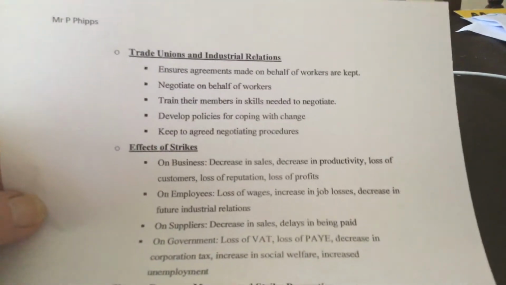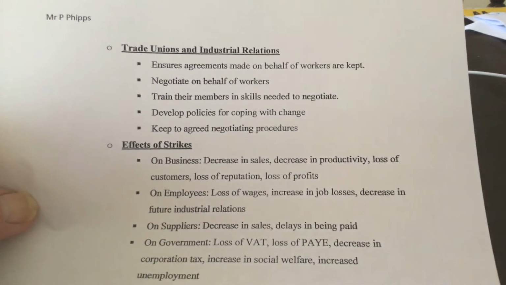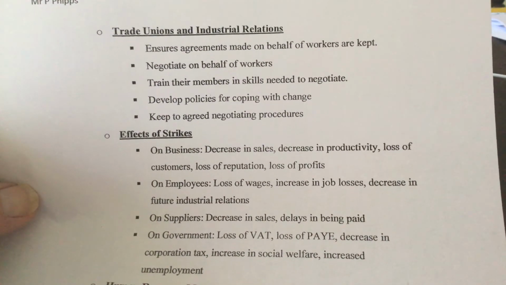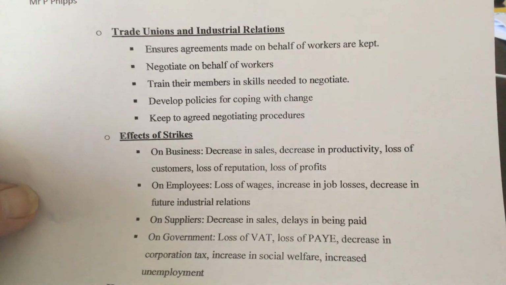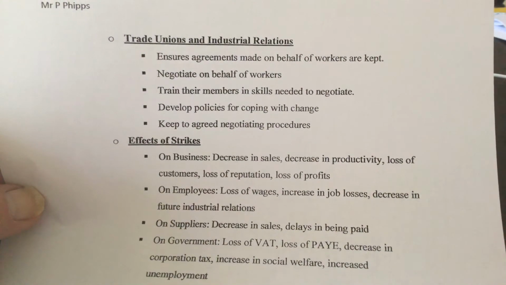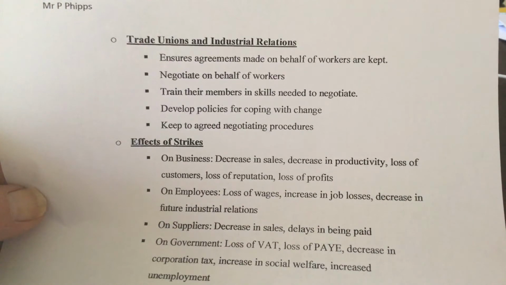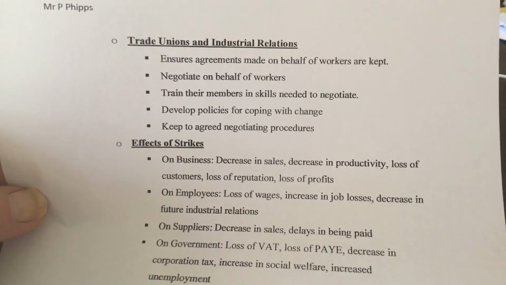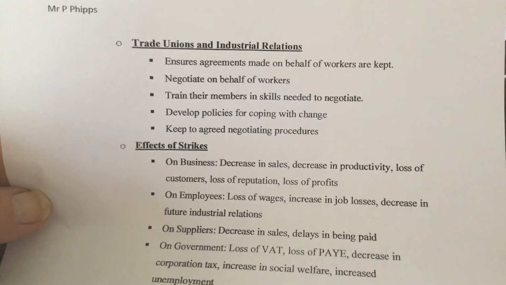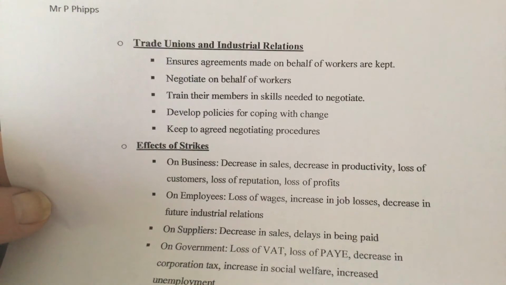Trade unions also have a role here. Trade unions and industrial relations. Trade unions should ensure agreements made on behalf of workers are kept. They will negotiate on behalf of the workers and train their members in the skills needed to negotiate. They can develop policies for coping with change and keep to agreed negotiating procedures. I would learn 4 of those.